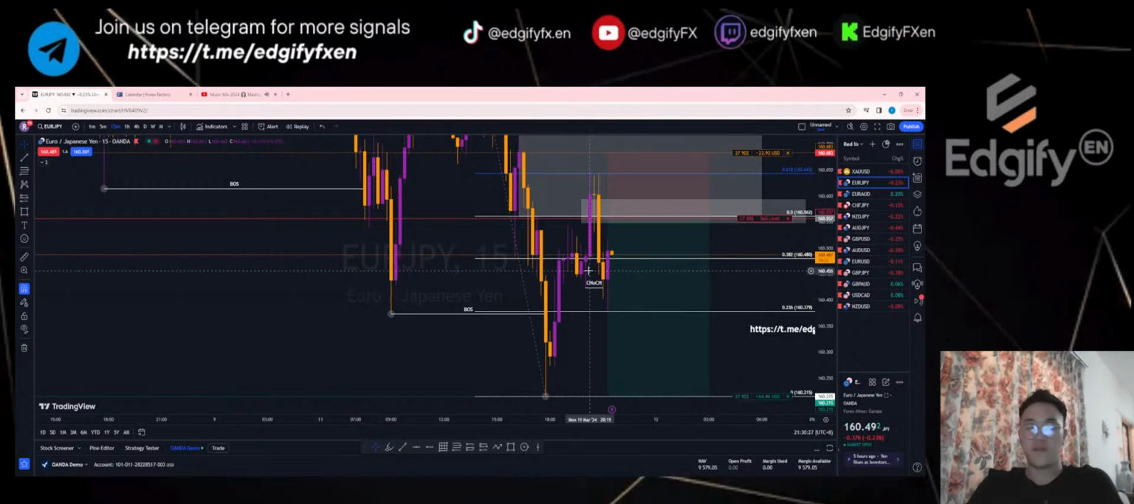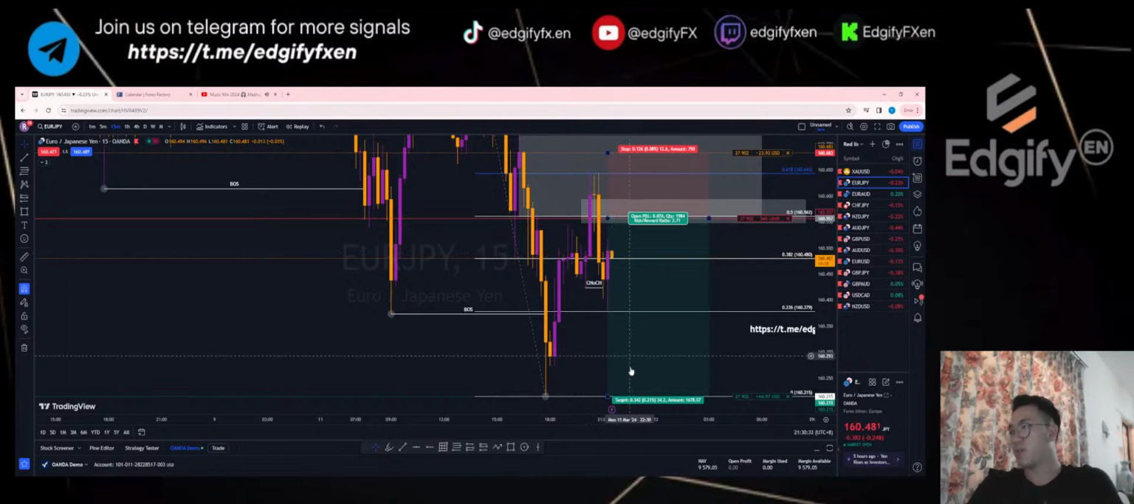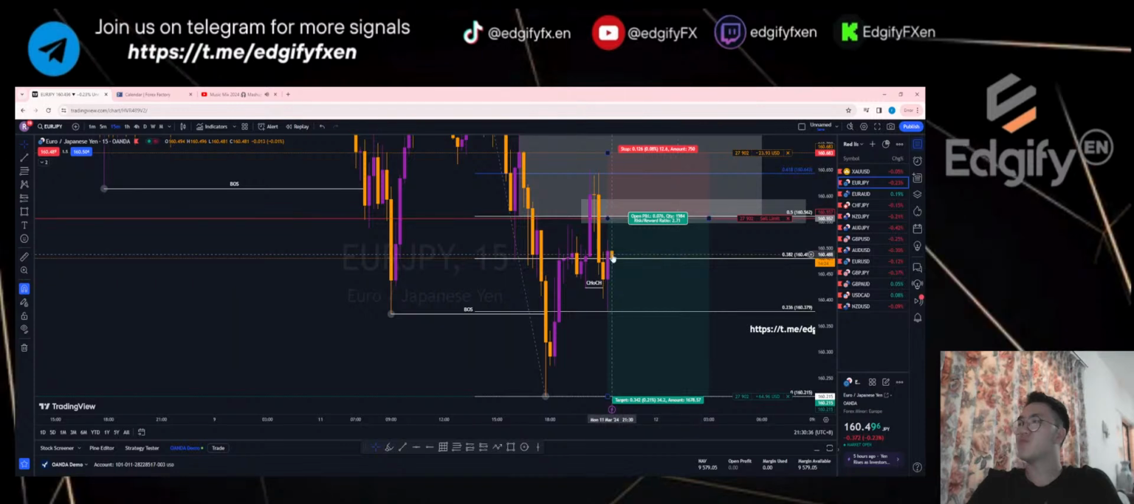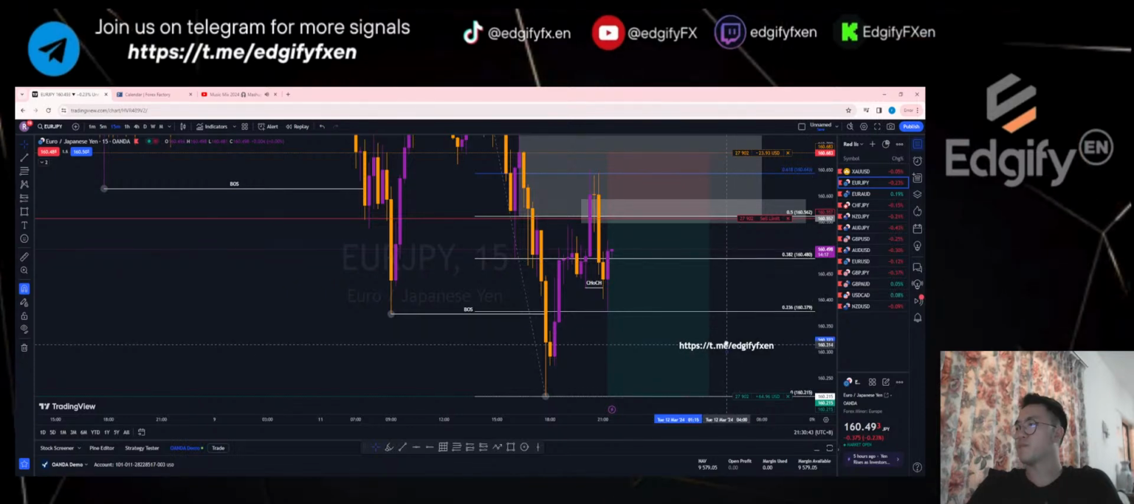But let's just say this candle now is going to dump all the way, then there's no point for me to hold it. If it's going to reject, it will reject right now. If it's going to dump, it's going to dump. So we'll just see how this goes.